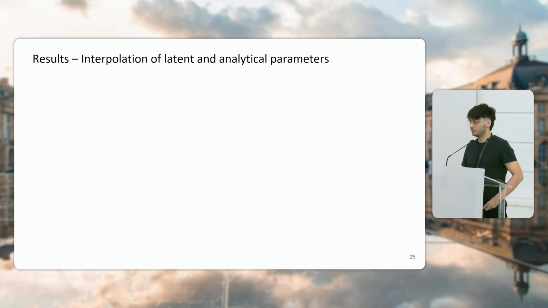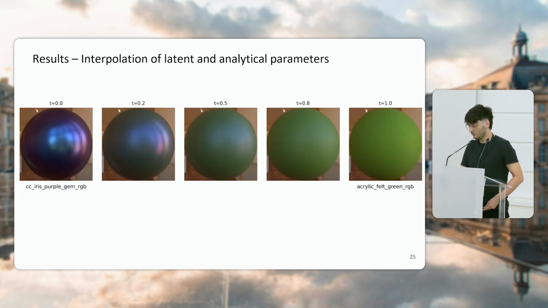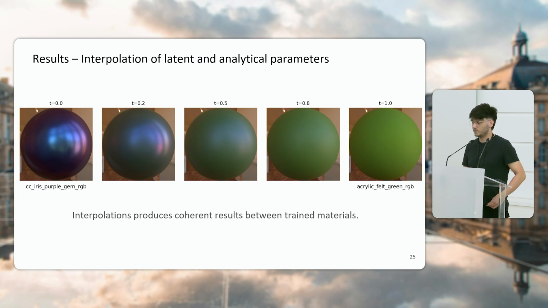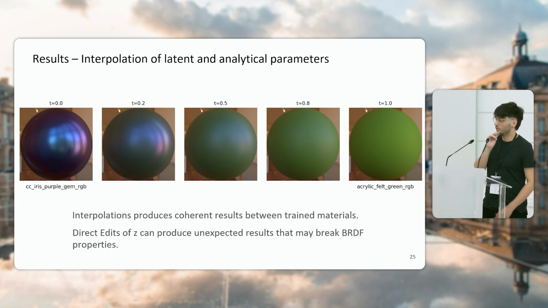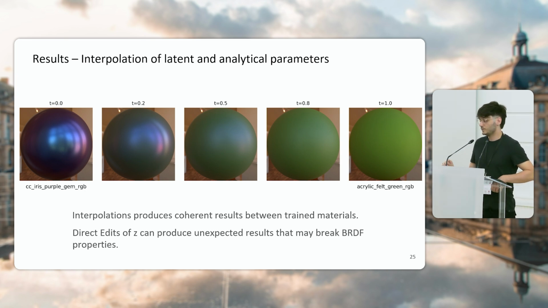It's also possible to do interpolations between BRDFs that were trained together. So taking two completely different BRDFs from the RGL dataset, we get coherent results between these materials. However, we do not claim that we can edit the latent code on its own, and we can produce unexpected results that break BRDF properties, especially energy conservation when looking at the Z vector on its own.